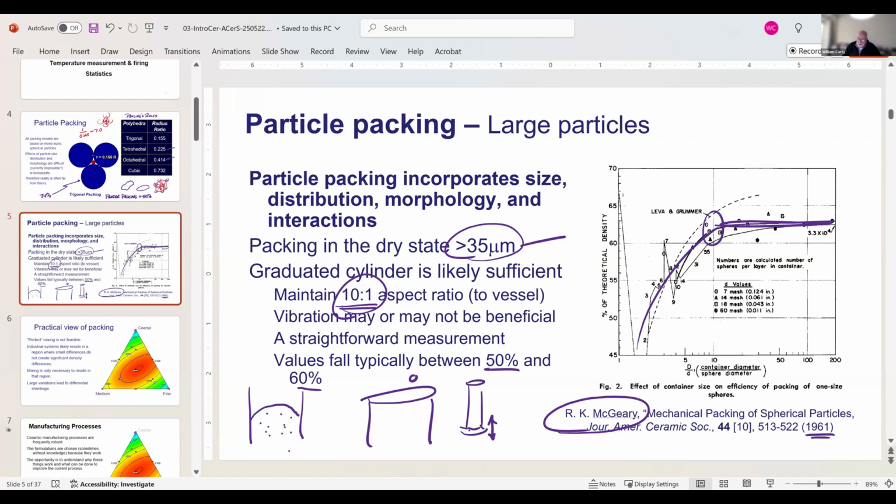And if you want to make it better, the rule of thumb is typically 30 to 50 times the size. So you can see what that range is here. And these values are not that far apart. So McGeary specifies that it has to be 10 to 1. That piece of information is really important to us.